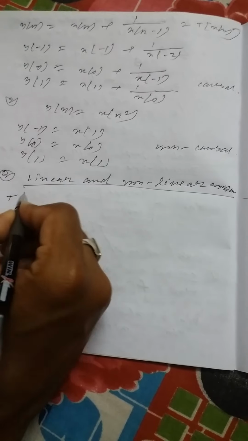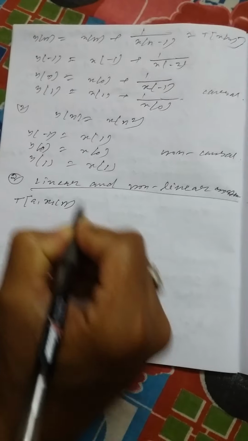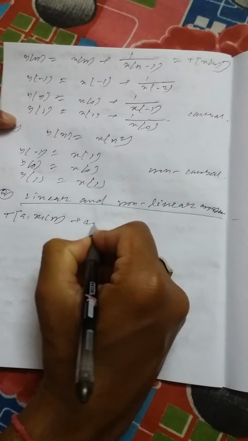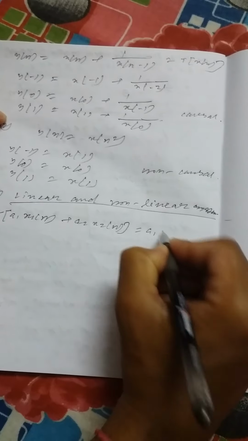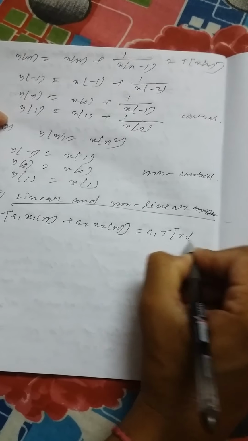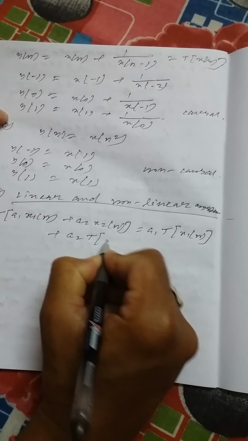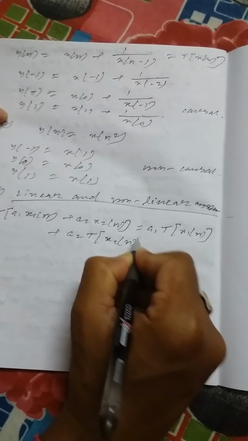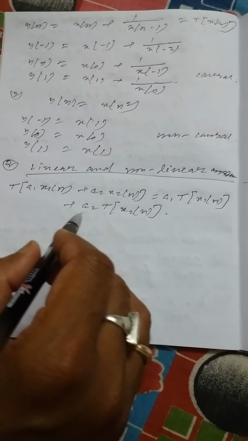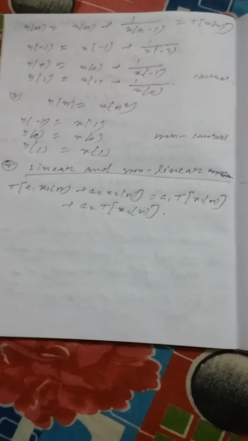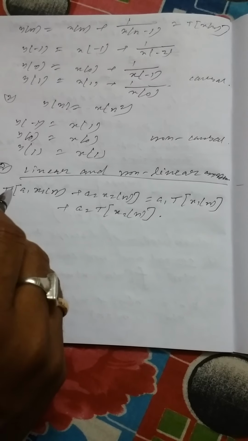Mathematically, it can be represented by transformation of a1 x1[n] plus a2 x2[n] will be equal to a1 transformation of x1[n] plus a2 transformation of x2[n]. So if a system satisfies this condition, then the system is said to be a linear system. Otherwise it can be said to be a non-linear system, right?